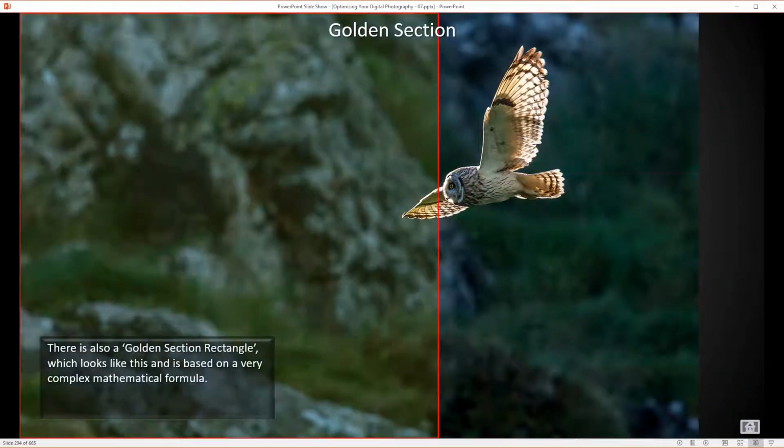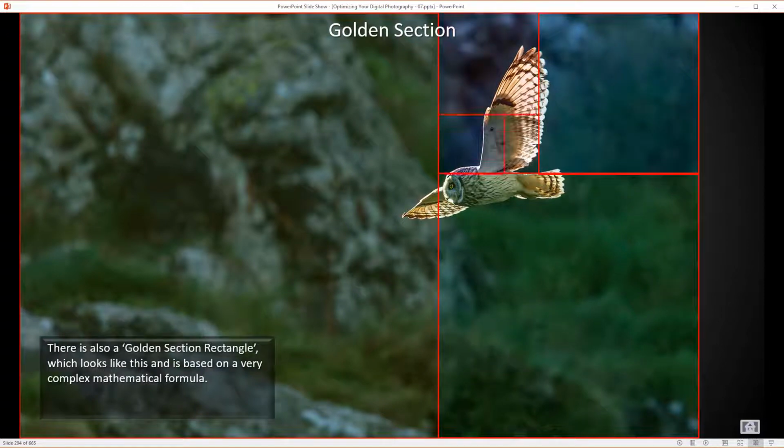The golden section. This is a golden section rectangle. Okay, so we've got a square, a square, square, square, square, square, square, and it eventually goes to the middle. Based on a very complex mathematical formula, but generally all you need to do is say, around about there.